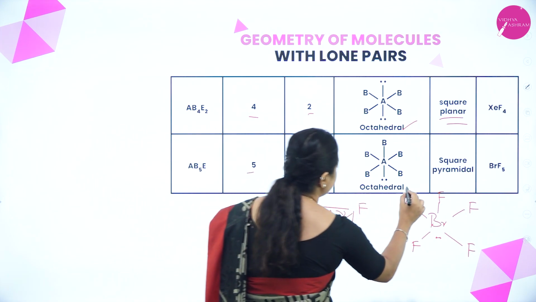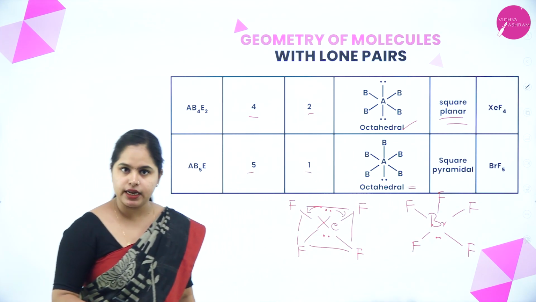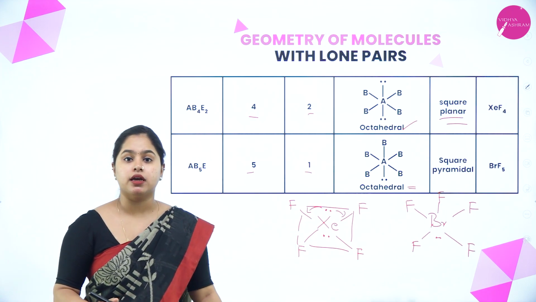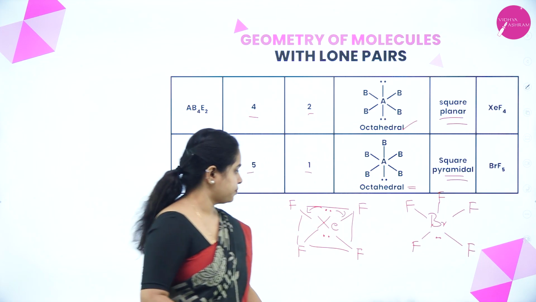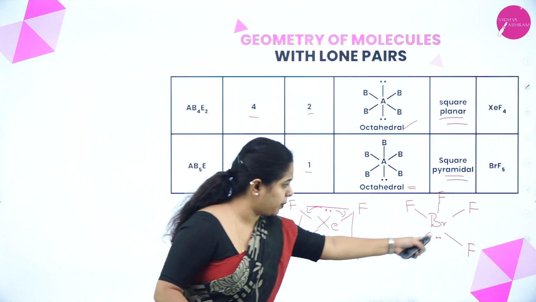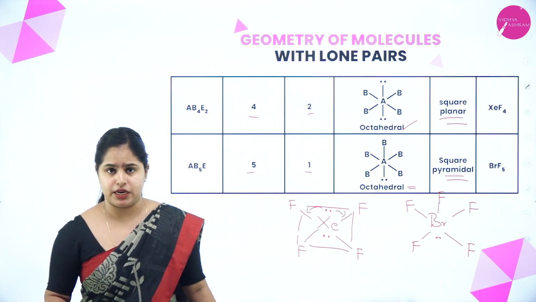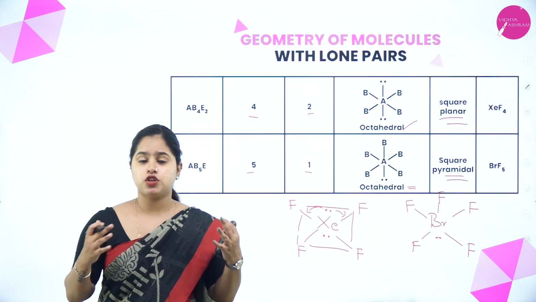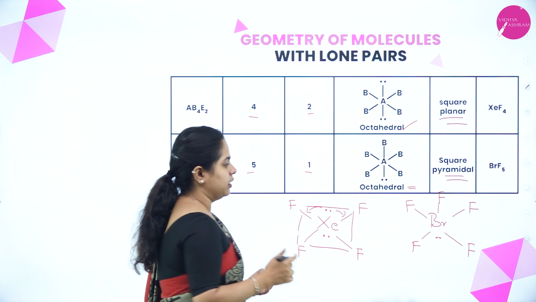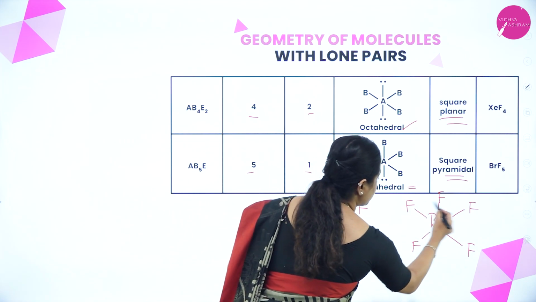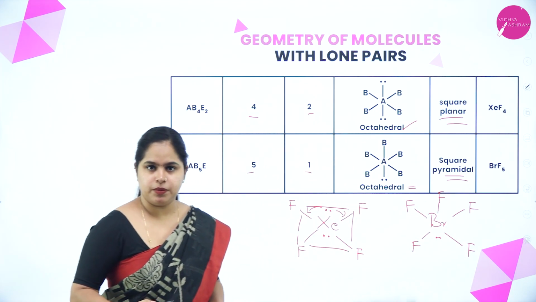It must be again octahedral geometry, right? But what is happening? The shape is becoming square pyramidal due to, as you can see here, the lone pair bond pair interaction that is happening. Because of that, the shape is becoming square pyramidal. So as you can see here, a square shape is visible, right?